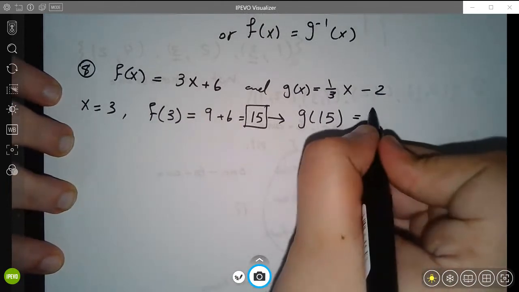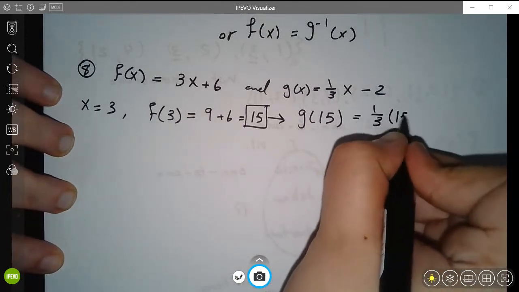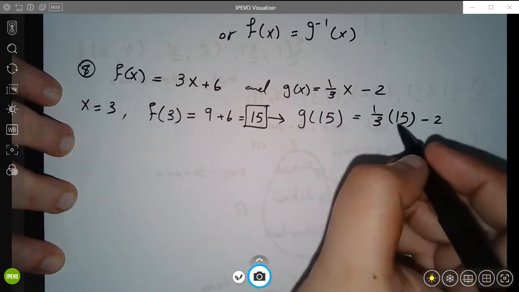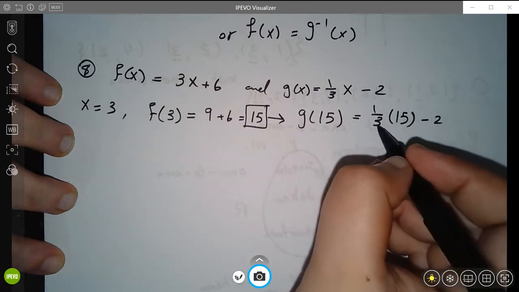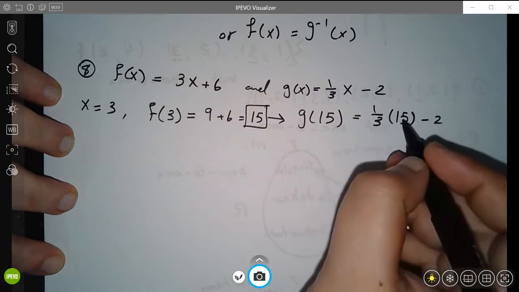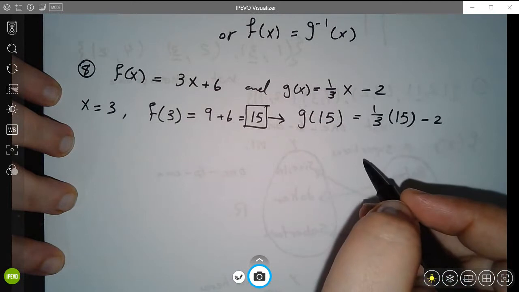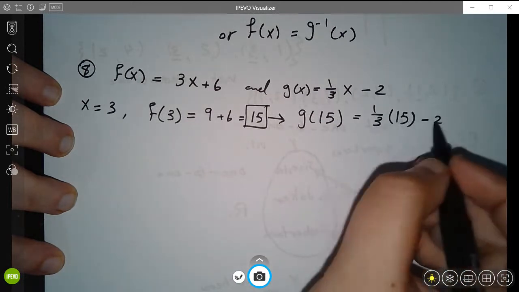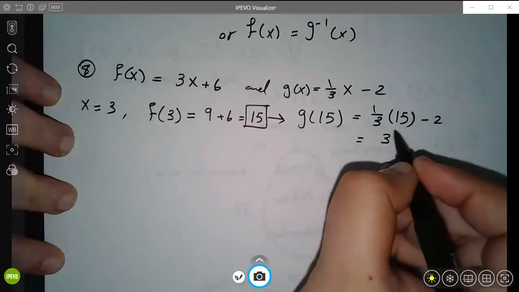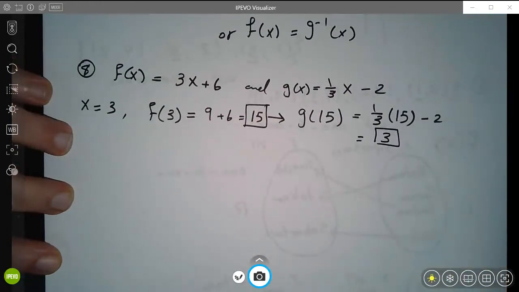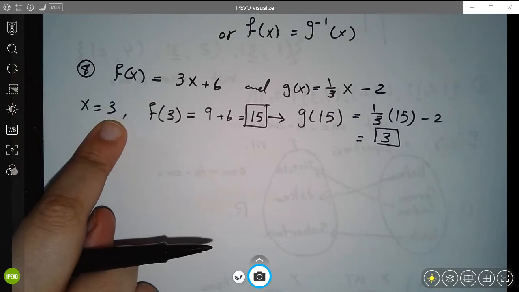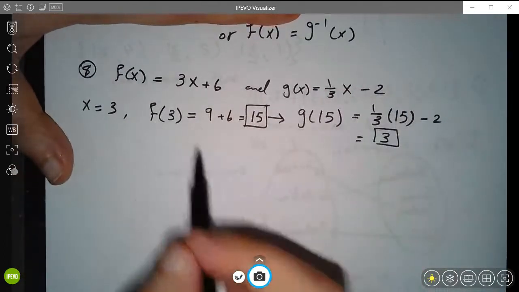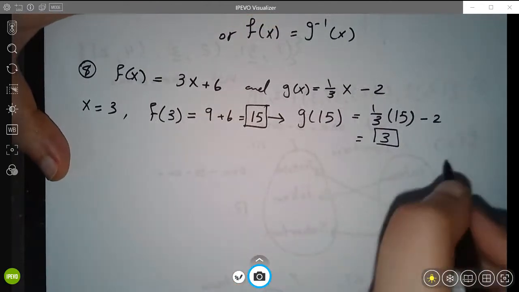Here we go. We have 1/3 times 15 minus 2. So a third of 15, or 15 divided by 3, is going to be what? 5. Correct? Because 15 is 3 times 5. The 3s cancel and you end up with a 5. 5 minus 2, and the answer is 3. Same number we started with. So based on this, is g an inverse of f? Yes or no? The answer is yes.